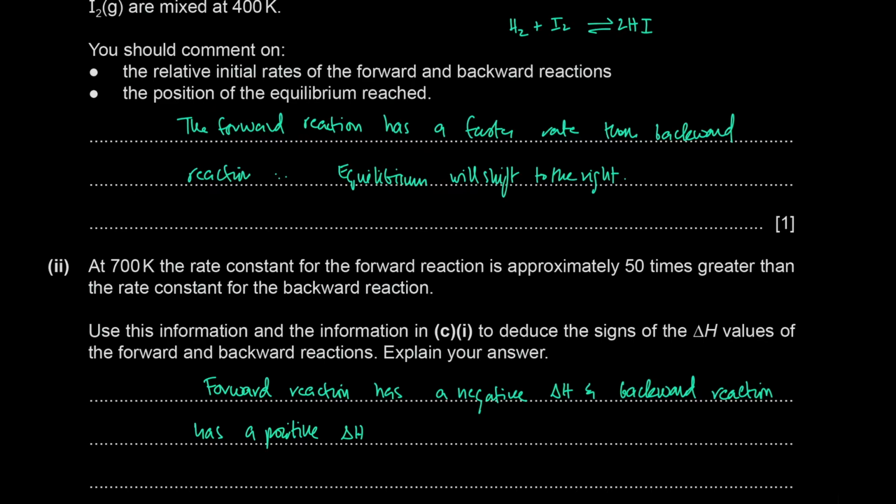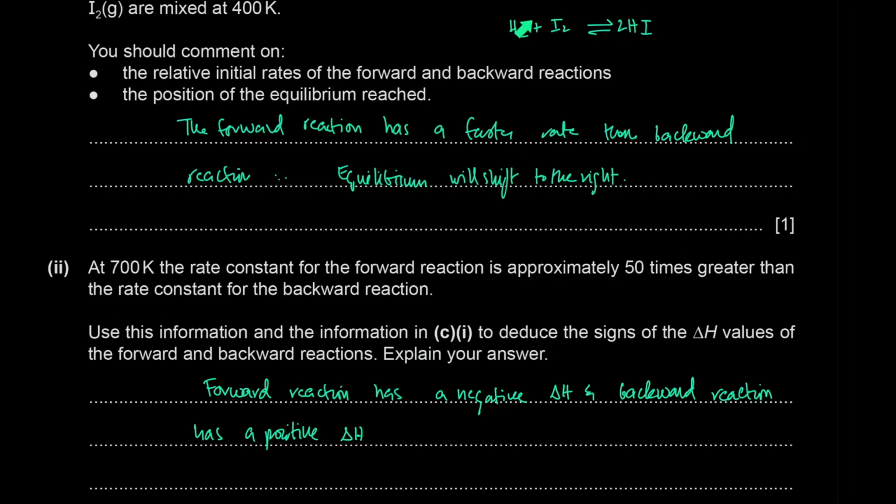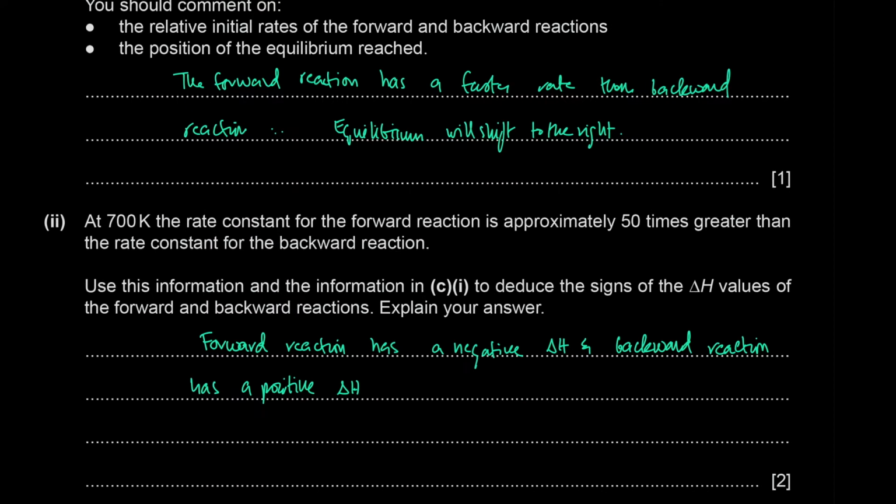Now, how do we explain this? Go back to your equilibrium. At 400 Kelvin, if you have equal concentrations, the forward reaction has a rate that's 1,000 times greater than the backward. On the other hand, at 700 Kelvin, the forward reaction is only 50 times greater than the backward reaction. So relatively speaking, at 400 Kelvin, the equilibrium will lie further to the right, whereas at 700 Kelvin, because the backward reaction is more favored, it's endothermic. There'll be more concentration of reactants. So the equilibrium will lie further to the left at 700 Kelvin.